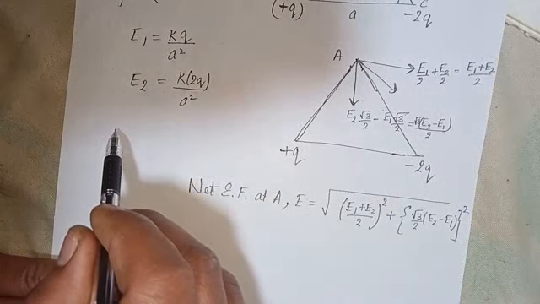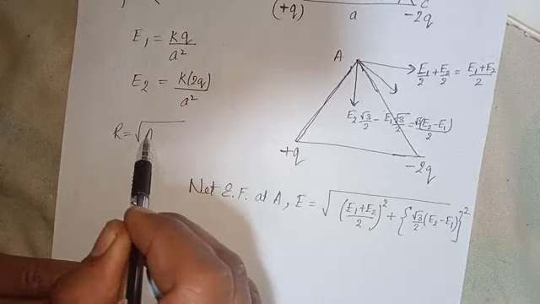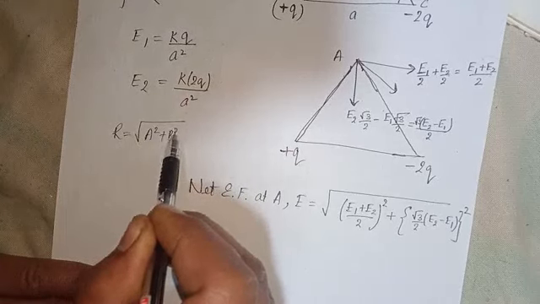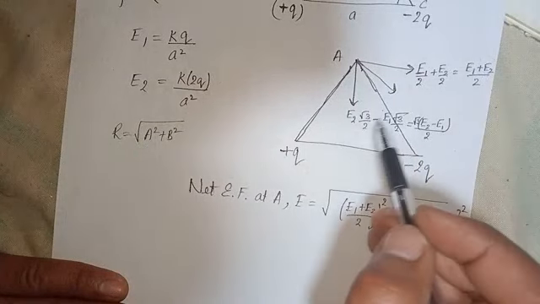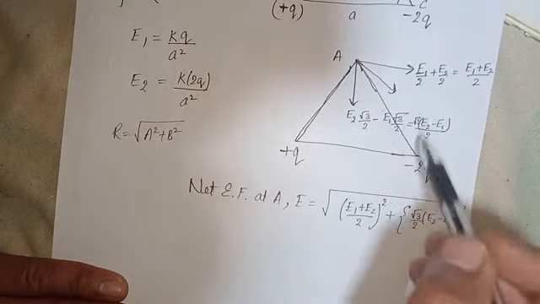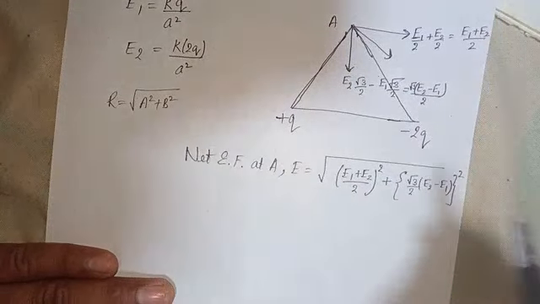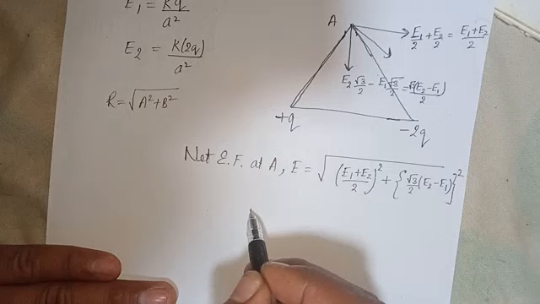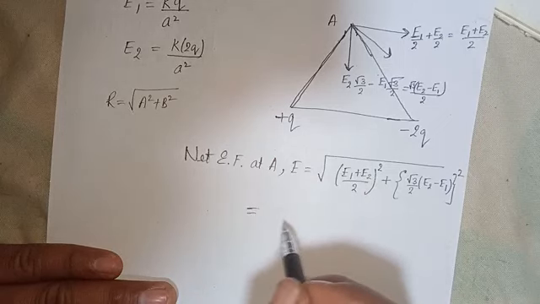when two vectors are perpendicular to each other, then the resultant of the vectors is given by R equal to root of A square plus B square. We are using that formula here. So this vector's square plus this vector's square. So the net electric field at point A will be this.